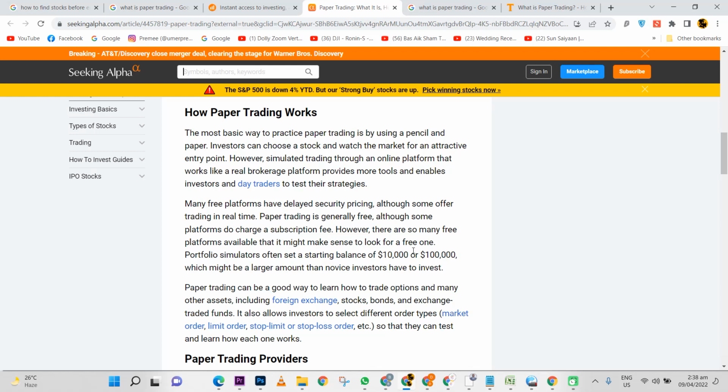Paper trading can be a good way to learn how to trade options and many other assets, such as foreign exchange, stocks, bonds, and exchange-traded funds. It also allows investors to select different order types.